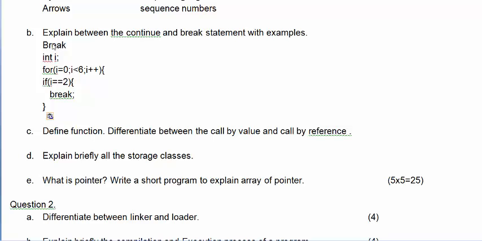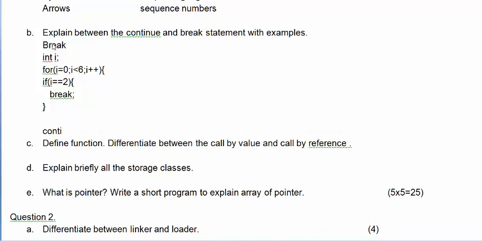So here I have a for loop. Then in the for loop I have an if condition which checks whenever i is equal to 2 we have to break, or say come out of this particular loop. So this particular piece of code will execute for i's value equal to 0 and 1 only.